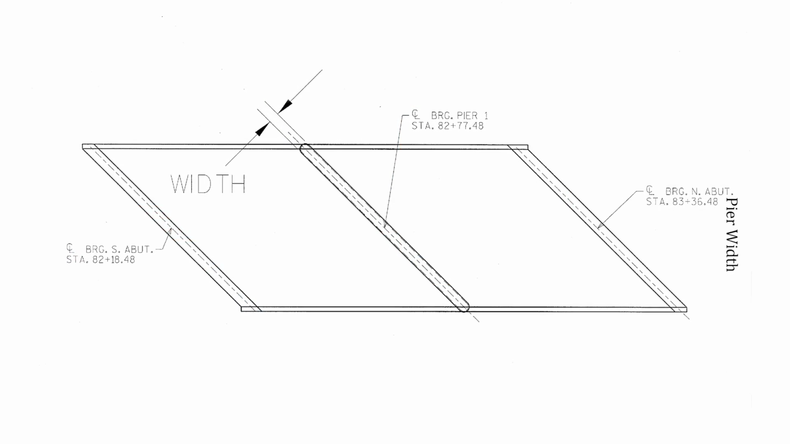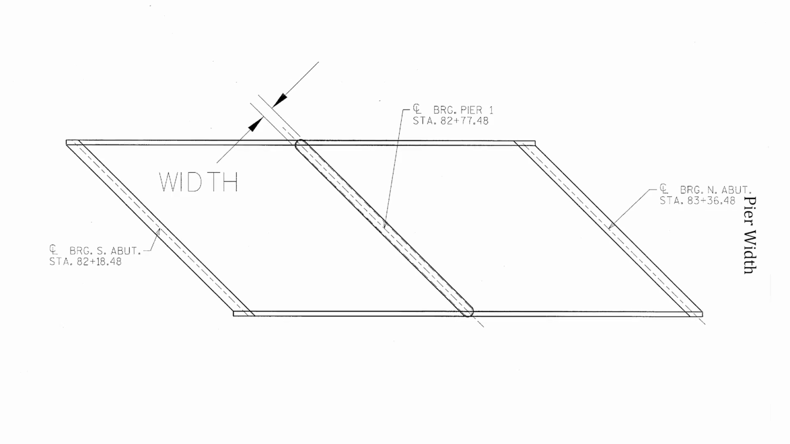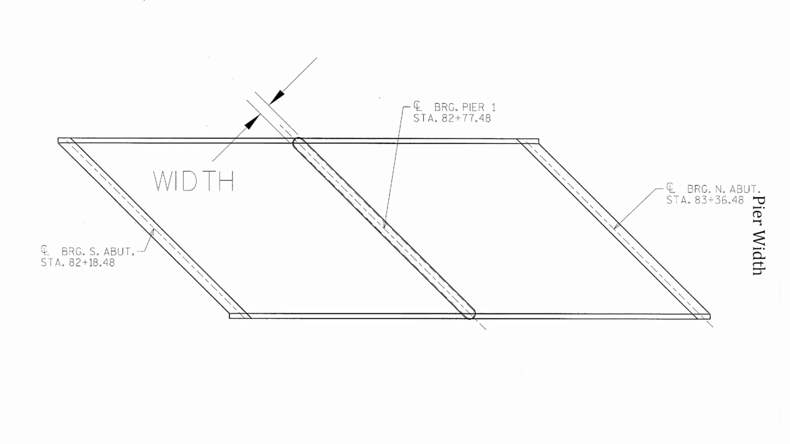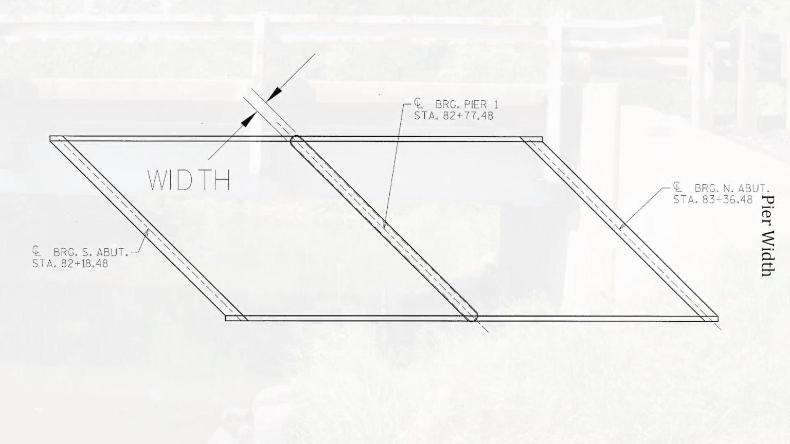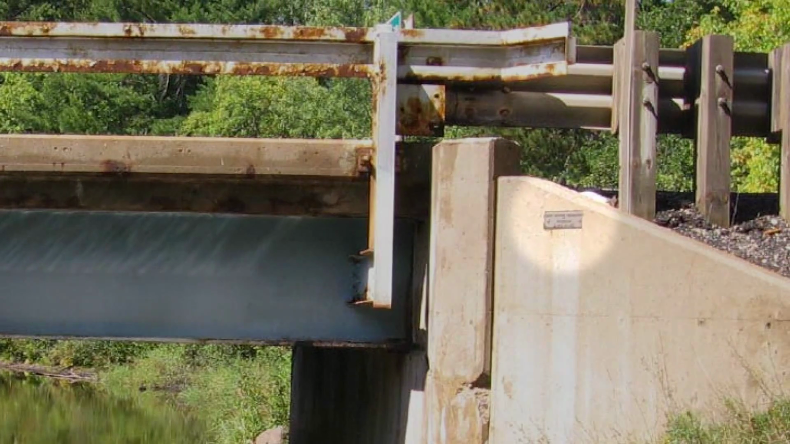Pier width should be measured perpendicular to the center line of the pier. Latitude and longitude are requested to help the designers or reviewers locate the structure. For consistency, this should be provided at the location of the nameplate when there is an existing structure.